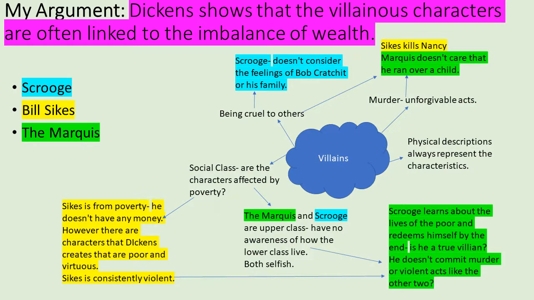So, for instance, you may have written, Dickens shows that the villainous characters are often linked to the imbalance of wealth. It doesn't matter if you wrote something slightly different. The key thing is that your argument's got to link together everything that you write.